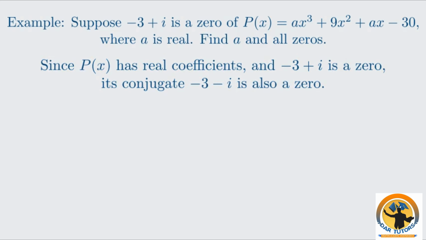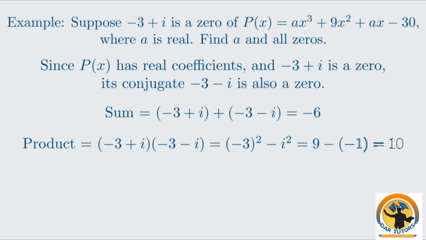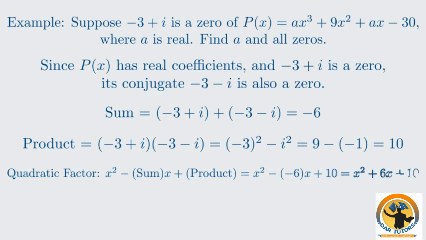We can use them to find a quadratic factor of p of x. A quadratic with these two zeros can be written as x squared minus the sum of the zeros times x plus the product of the zeros. The sum of the zeros is negative 3 plus i plus negative 3 minus i, which equals negative 6. The product is negative 3 plus i times negative 3 minus i, which is 9 minus i squared. Since i squared is negative 1, the product is 9 plus 1, which is 10. So, the quadratic factor is x squared minus negative 6x plus 10, which simplifies to x squared plus 6x plus 10.